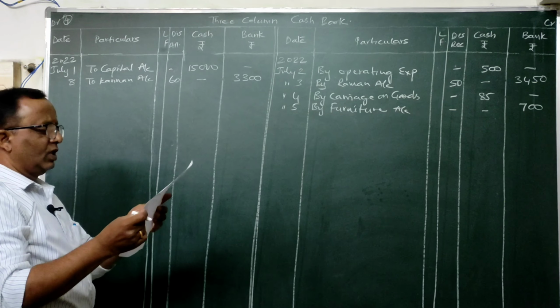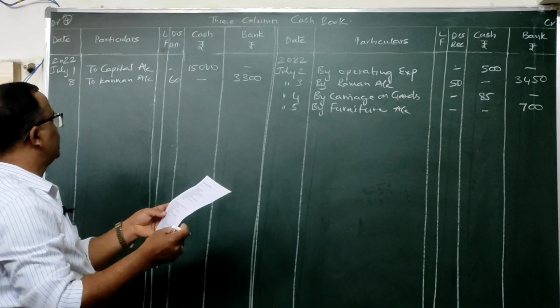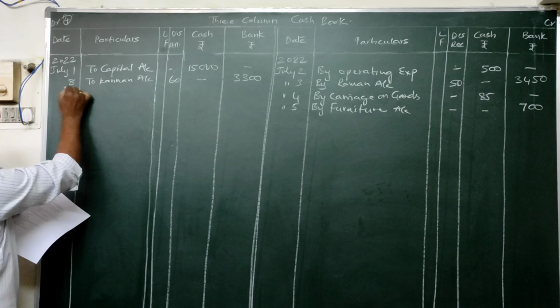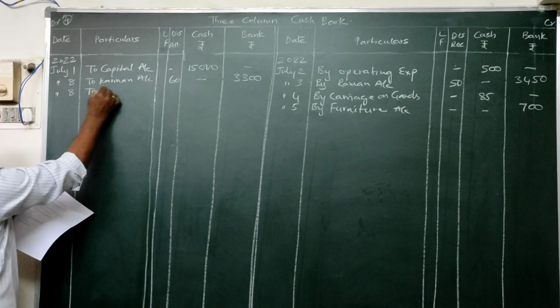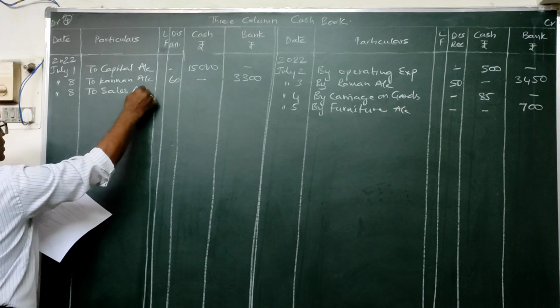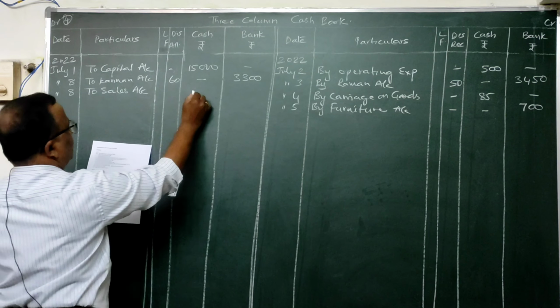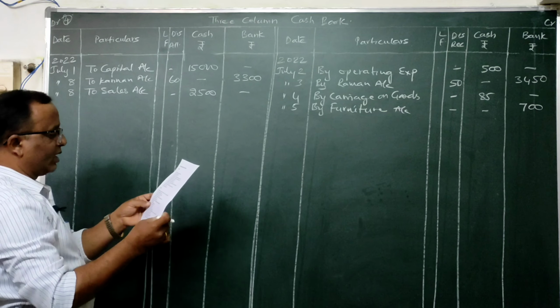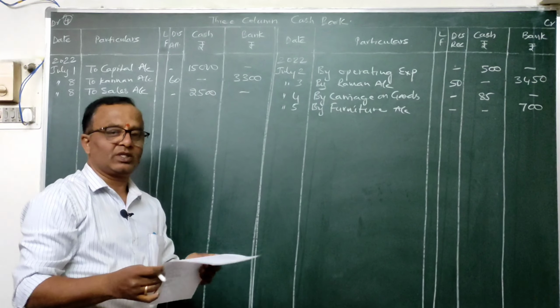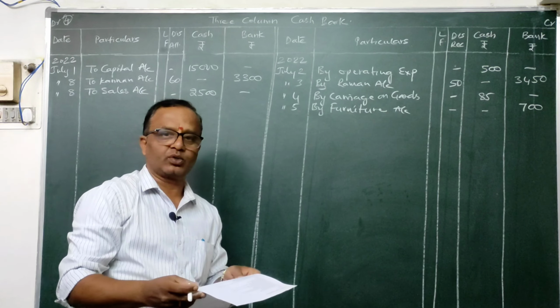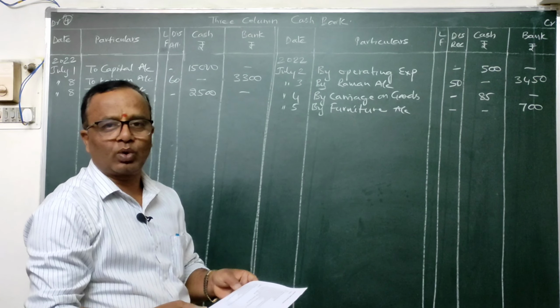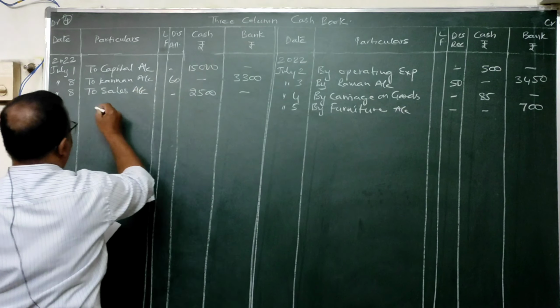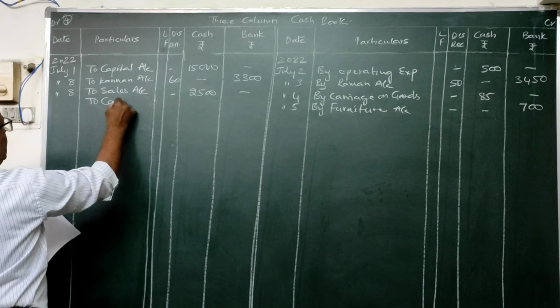Then eighth date again, cash sales. So when it is cash sales, your entry will be cash account debit to sales account. Cash sales 2,500 in cash column. Then again ninth date, deposited into bank. What is deposited? Cash is deposited into bank. So your entry will be bank account debit to cash account.